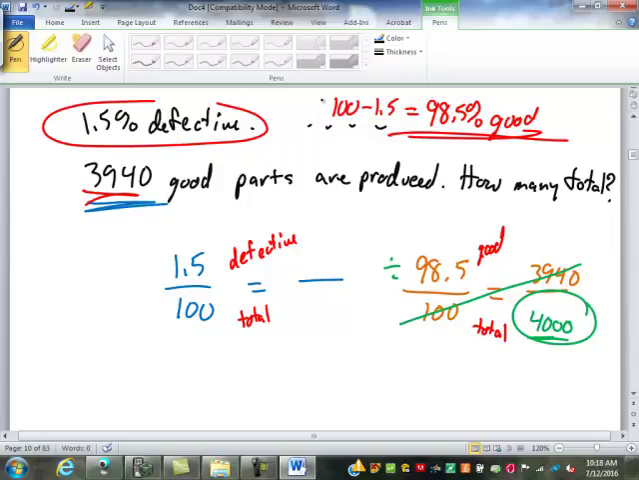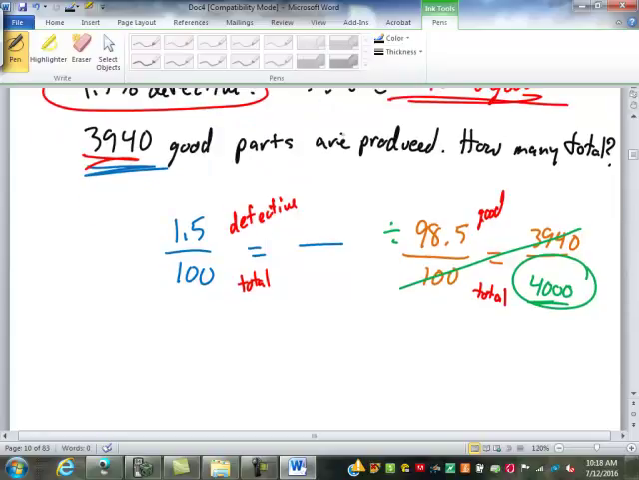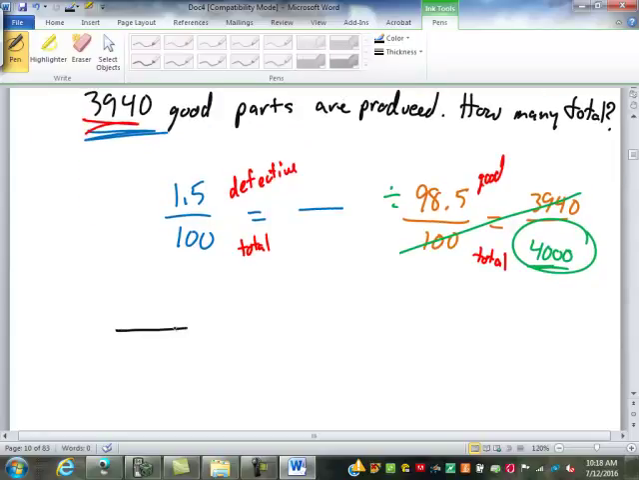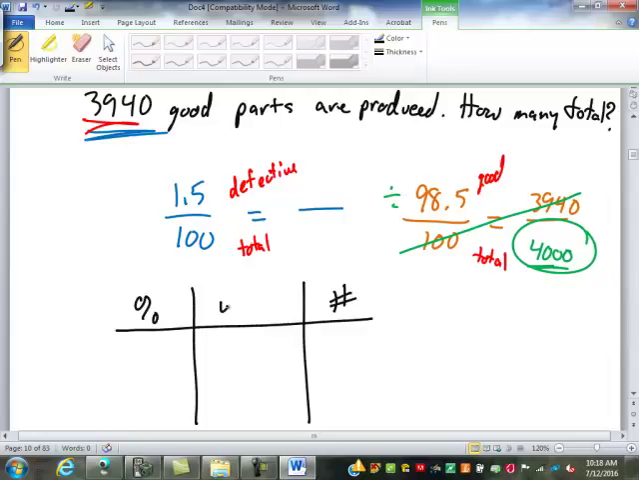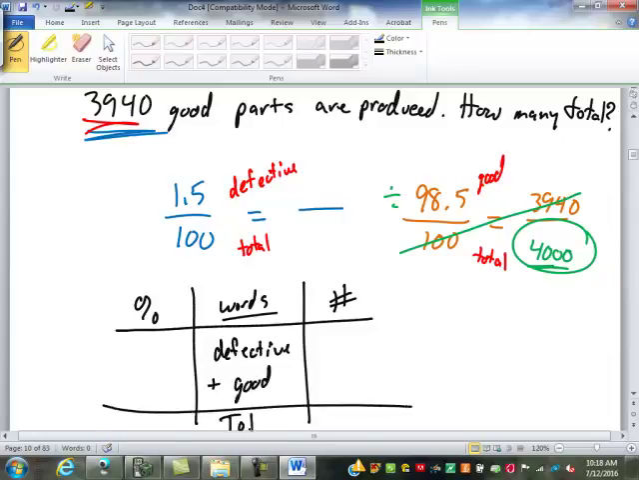This is why I like setting up that table. Because in the table, I can use words to describe the problem. So my percents are on one side, my numbers on the other. In the middle here are my words, my descriptions. I know that defective parts plus good parts equals total parts. Correct? Does that make sense?